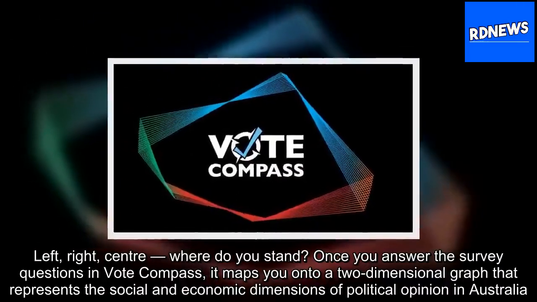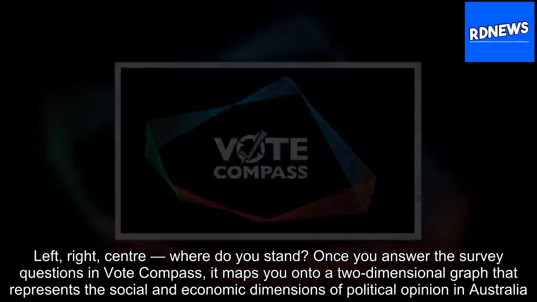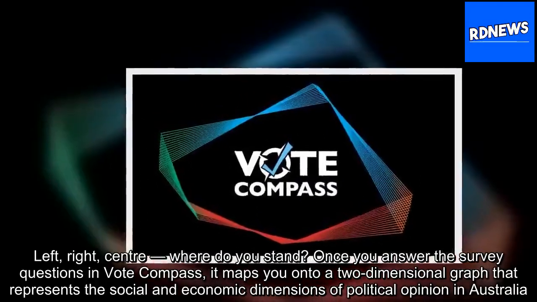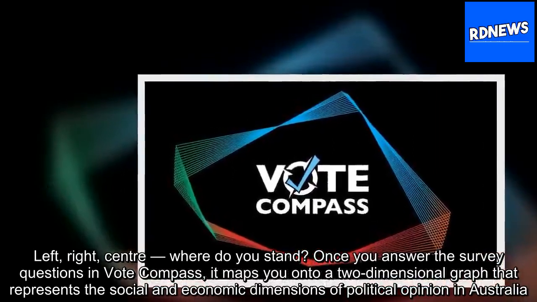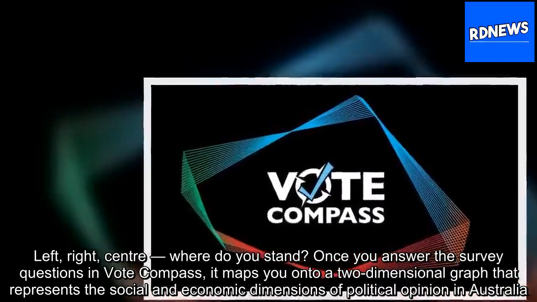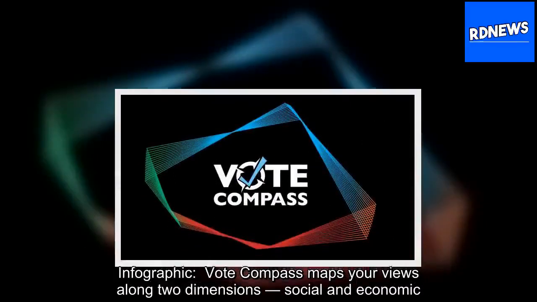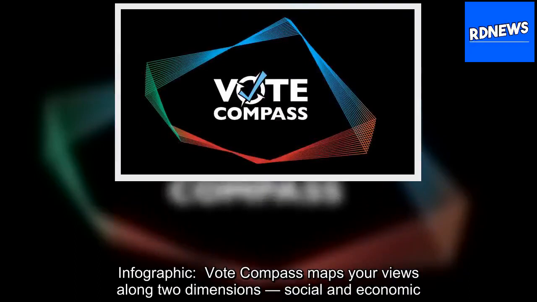Left, right, center, where do you stand? Once you answer the survey questions in Vote Compass, it maps you onto a two-dimensional graph that represents the social and economic dimensions of political opinion in Australia. Vote Compass maps your views along two dimensions, social and economic.